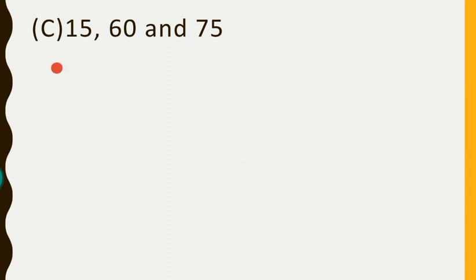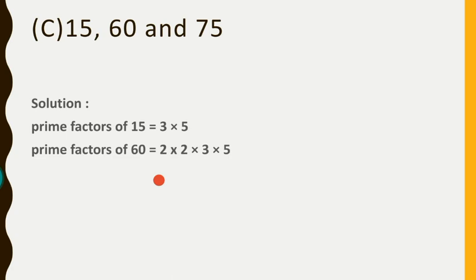Part C, 15, 60 and 75. We have to find the HCF of these three values. First of all, we will find prime factors of 15, 60 and 75, just like this. Prime factors of 15 is 3 into 5. Prime factors of 60 is 2 into 2 into 3 into 5, and prime factors of 75 is 3 into 5 into 5.